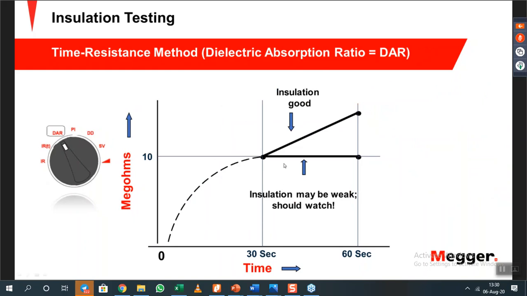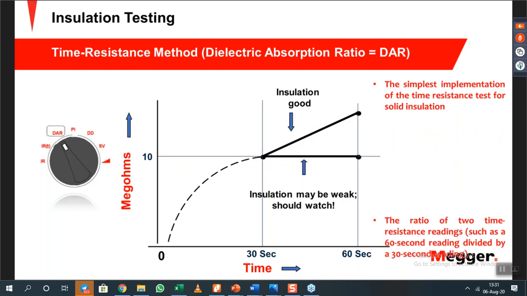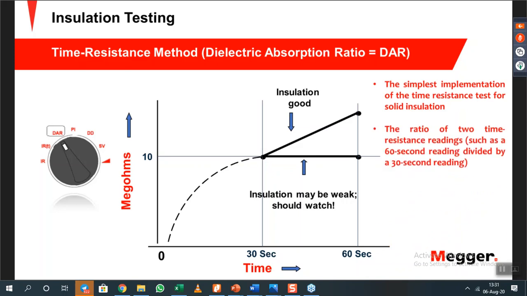So if your insulation is good, like I've said, it is a continual increase in resistance, if it is good. And if, for example, it has moisture or contamination, then it could be something like this or a flat curve after 60 seconds. It is also the simplest, because it's also called the polarization index. And it is the ratio of two time resistance readings, such as the 60-second reading divided by the 30-second reading.